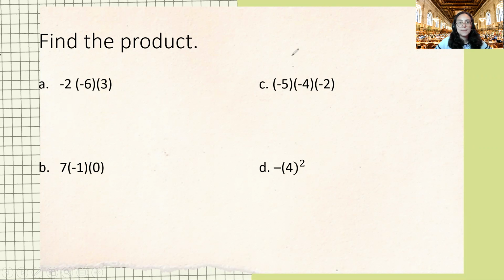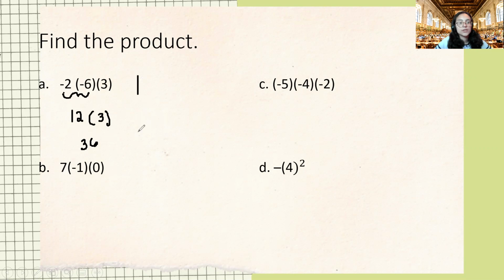So let's begin. So I have -2 and -6. I'm actually going to multiply these two together because I know that a negative times a negative is going to give me a positive. So -2 times -6 is going to give me a positive 12. And I'll bring down my 3. So 12 times 3, because they're both positive, positive 12 times positive 3 will give me a positive answer. So 12 times 3 will give me 36. And this will be my final answer.